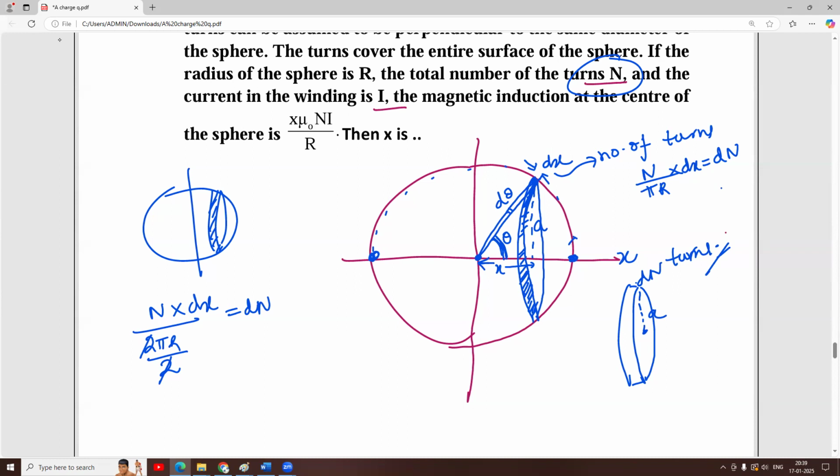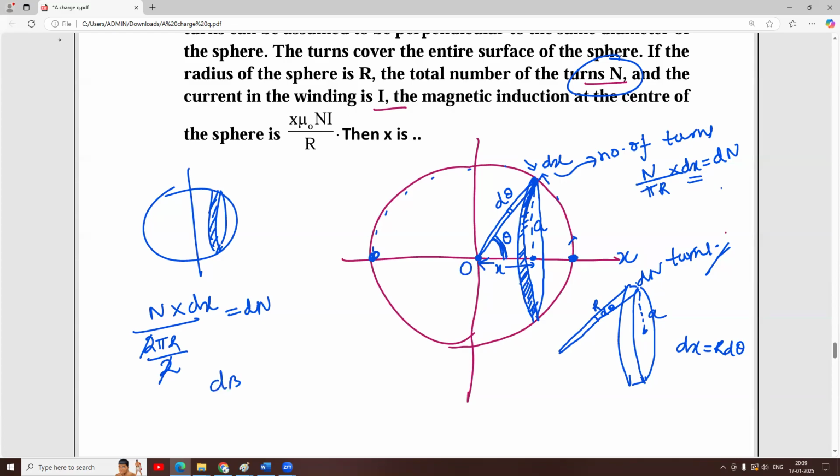dx can be replaced as r d theta because finally you have to integrate it in terms of theta. So I can write this: when I join it to the center, I get a d theta here, and this is r. So you can take dx is equal to r d theta. That is another formula.